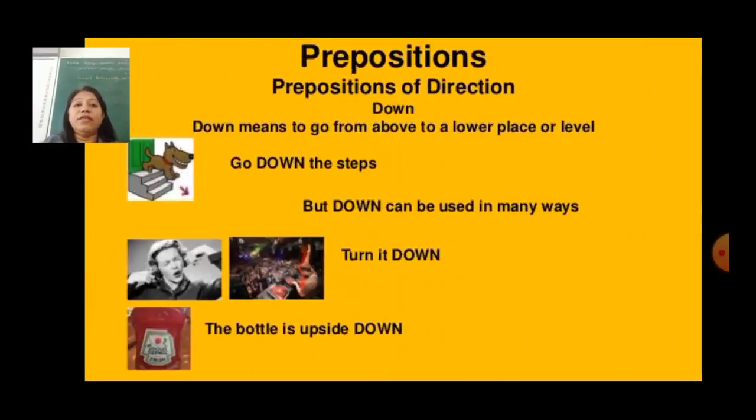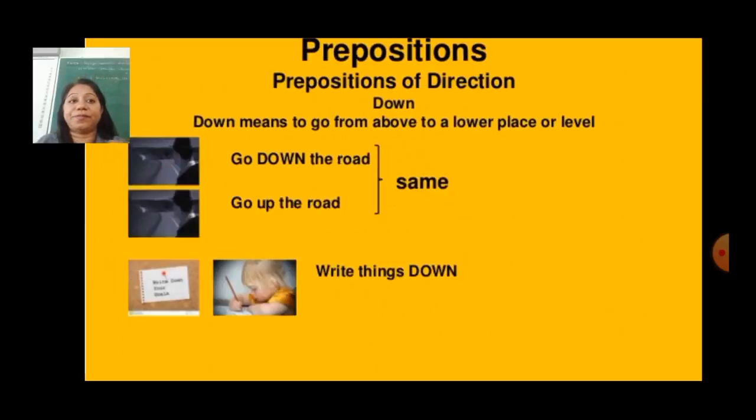Now let's see what is the meaning of down. Down, you all know what is down? Yes, down means to go from above to a lower place or level. Go down the steps. But down can be used in many ways. Turn it down, the bottle is upside down, etc. So, down means to go from above to a lower place or level. Go down the road, go up the road, write things down.